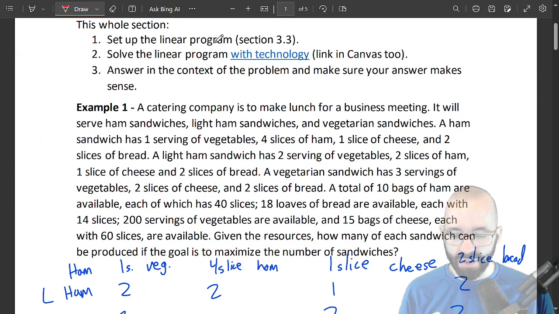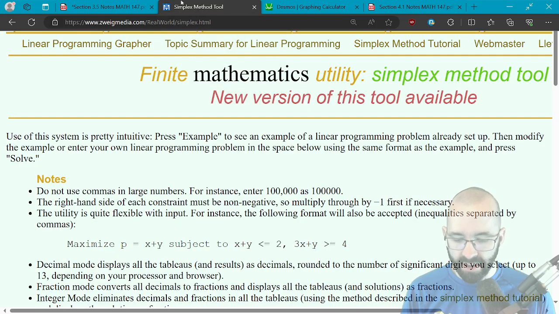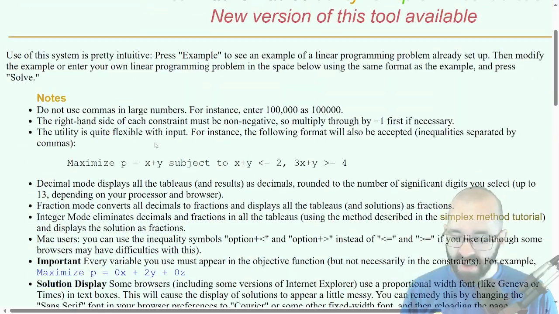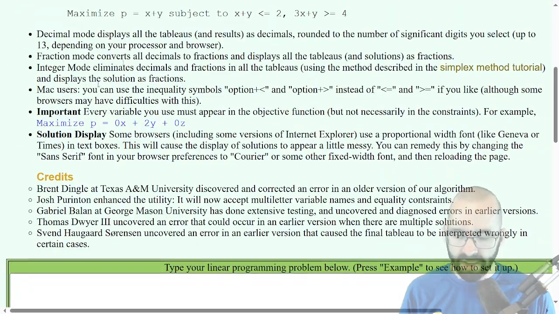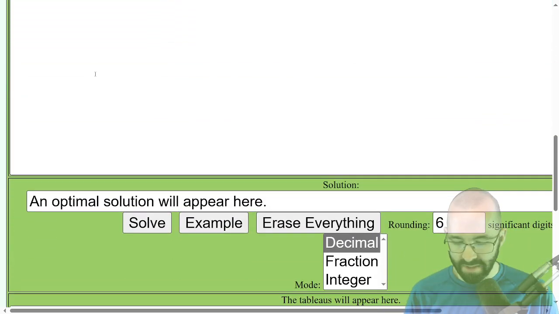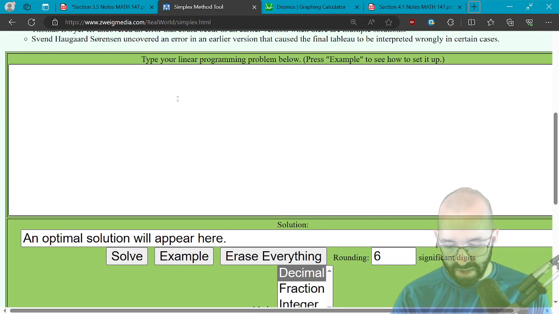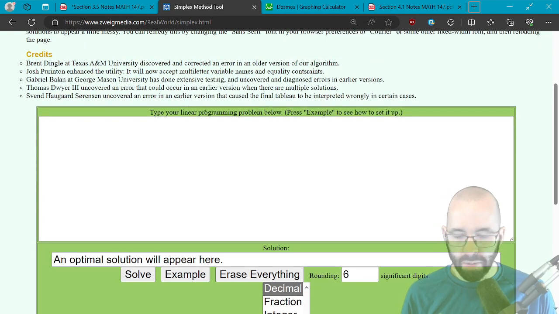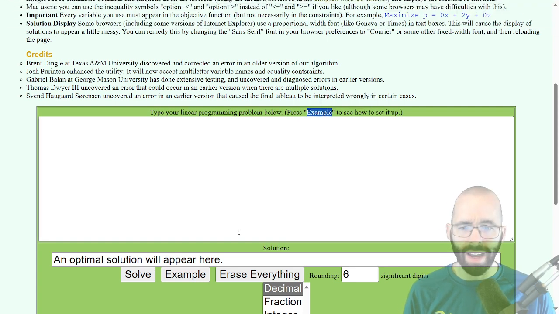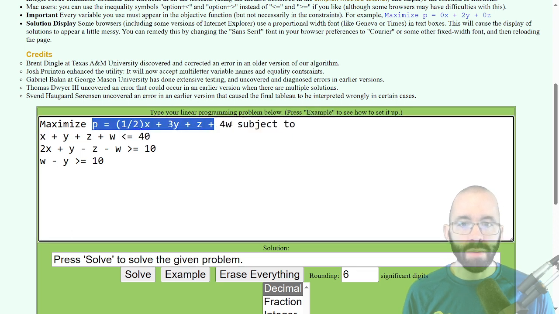Now we need to solve it with technology. So there's links in quite a few places, Canvas, the homework, etc. Got this handy dandy website. There's some instructions. You can read these if anything goes wrong. If anything goes wrong, follow these notes. Otherwise, we're going to go over here. Now, this may look a little intimidating. Type your linear programming problem below. Press example to see how it's set up. Oh yeah, let's do that. So maximize. Here's our objective function.